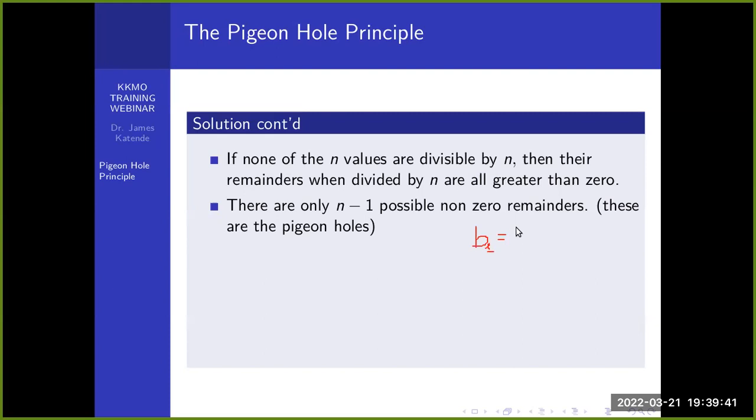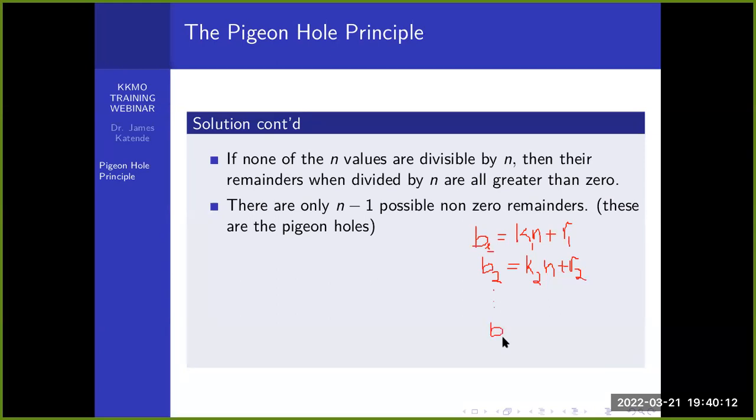So, some multiple of n remainder R1. So if B2 is also not divisible by n, I can write it as a multiple of n, so maybe I call this one K2 multiplied by n plus some remainder, a non-zero remainder. It has to be a non-zero remainder because none of them are divisible by n. So this is all the way up to the last one.